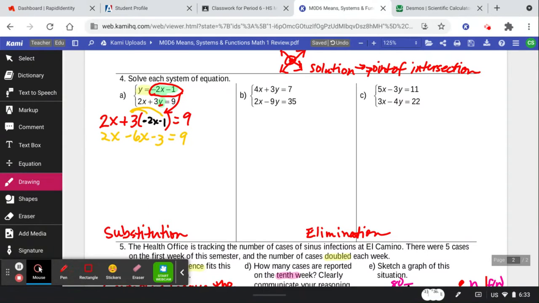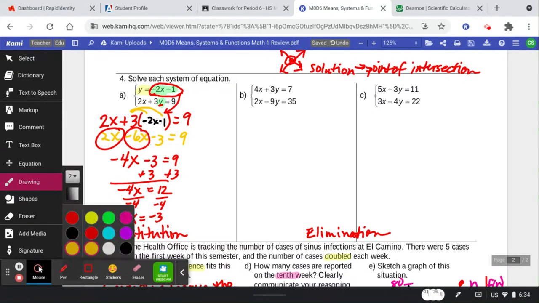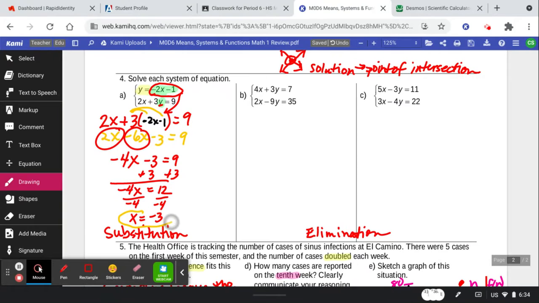Next, we're going to combine like terms. We've got 2x's and negative 6x's. Do you see that that gives us negative 4x's? We subtract, keep the sign of the larger. Now we're going to add 3 to both sides and divide by negative 4. I just got a solution for just the x value so far.